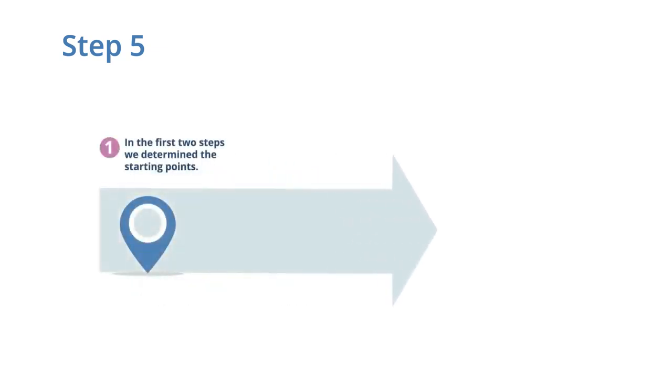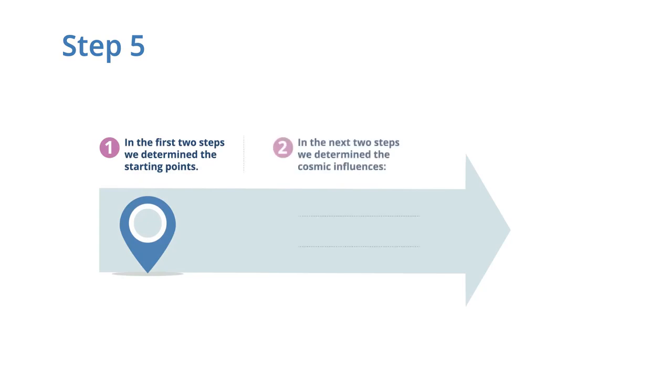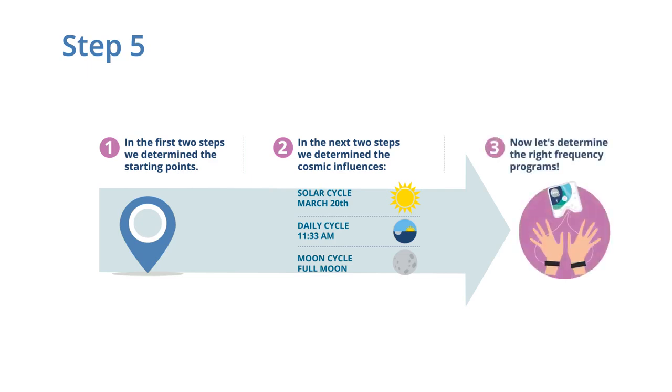Step 5. Let's now gather all the info that we have collected so far. In the first 2 steps, we determine the starting points. In the next 2 steps, we determine the cosmic influences. Solar cycle March 20th, daily cycle 11:33 a.m., moon cycle full moon. Now let's determine the right frequency programs.